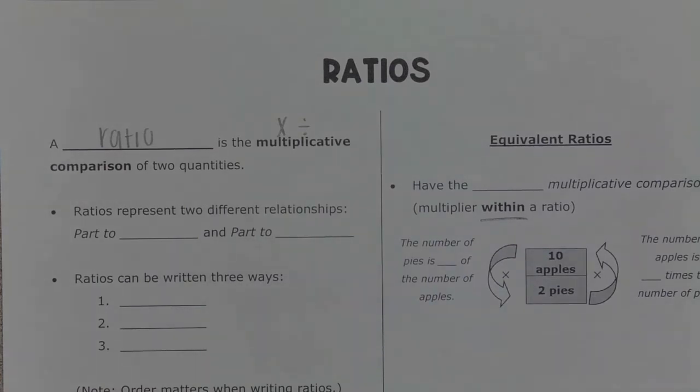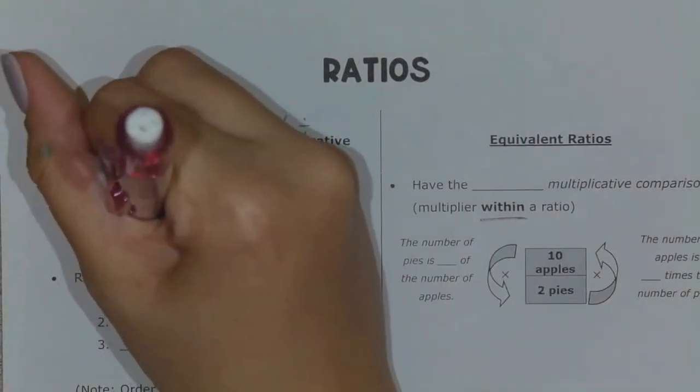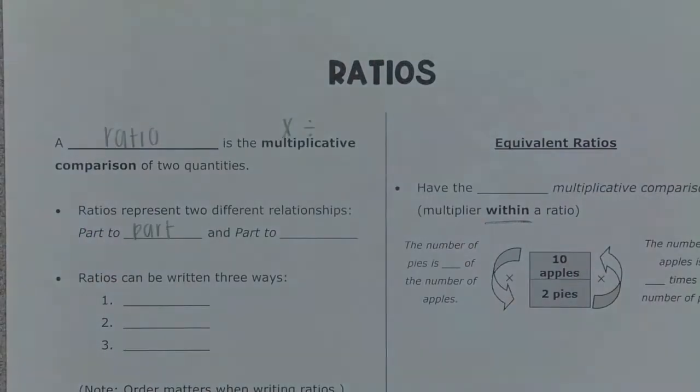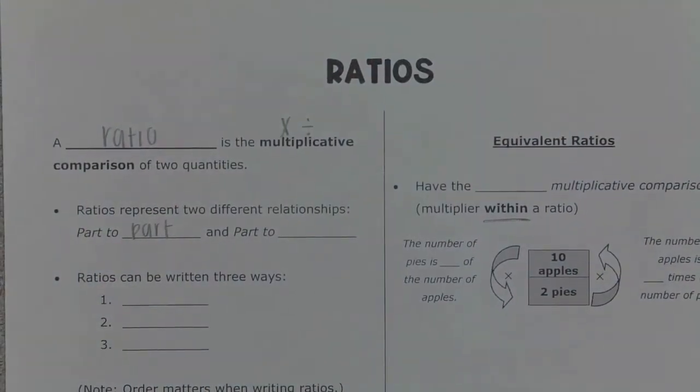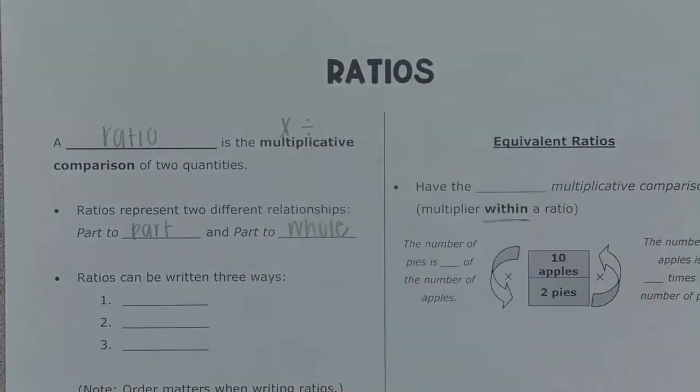So when we talk about a ratio, yes, it is a multiplicative comparison. Yes, we're talking about two different quantities, but it is also a relationship. And there are two different types of relationships that can be represented. The first type of relationship is what we call a part-to-part relationship. And the second one is a part-to-whole relationship.